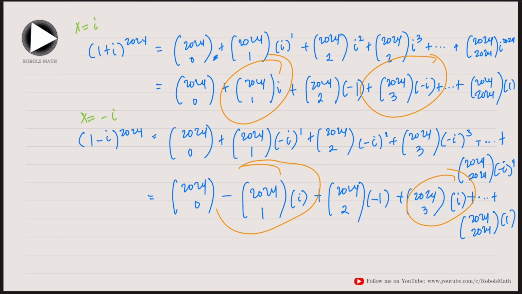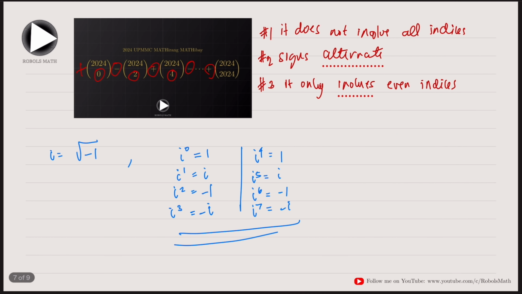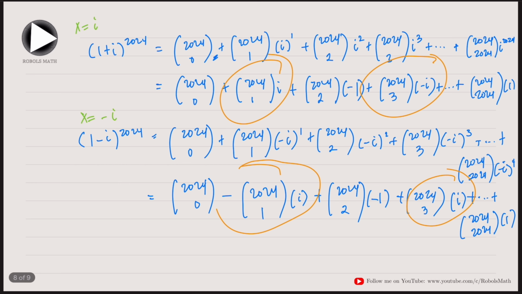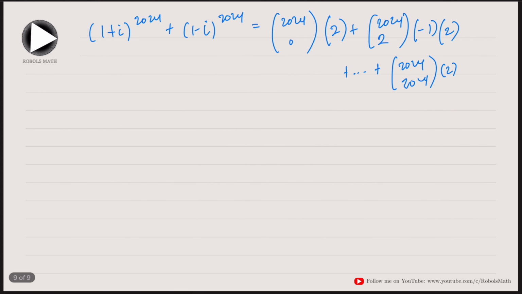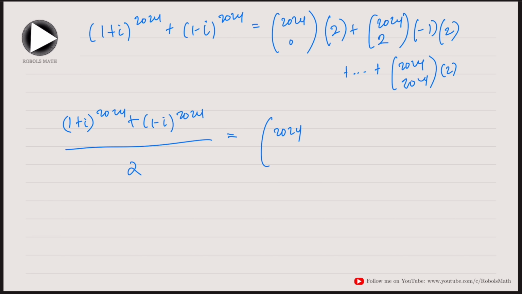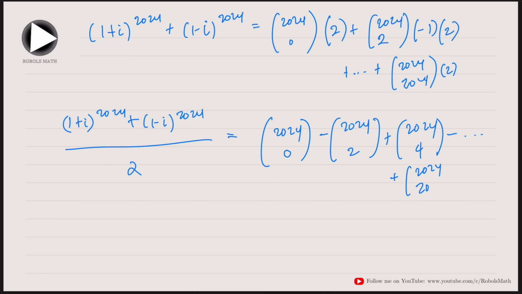Although I wrote only i and i cubed, because we have mentioned earlier that this just cycles every 4, basically all other odd terms cancel out. So if we simplify this, if we divide both sides by 2, we will basically have what we want: the sum over 2 equals 2024 taken 0 minus 2024 taken 2 plus 2024 taken 4, and so on, until we get 2024 taken 2024.